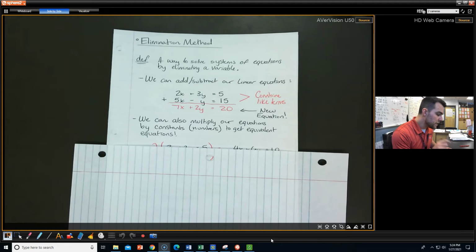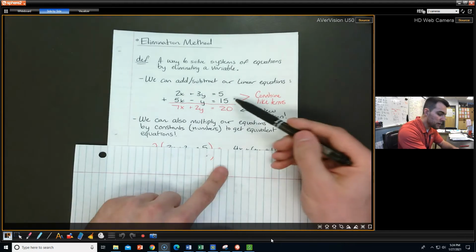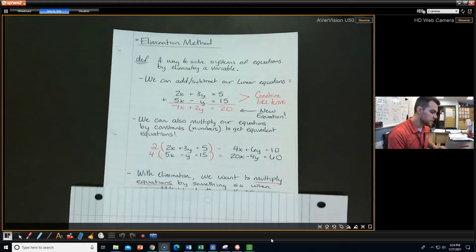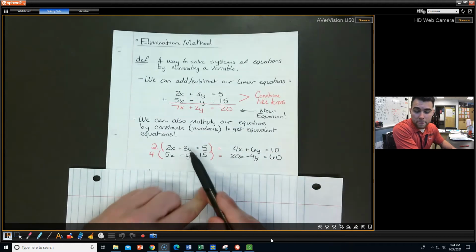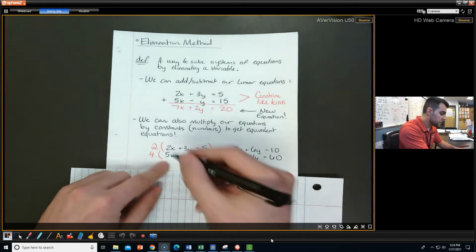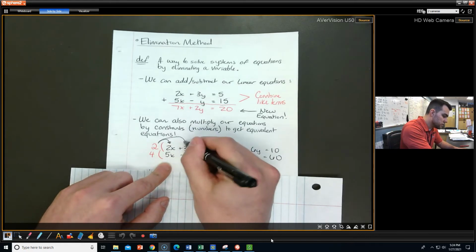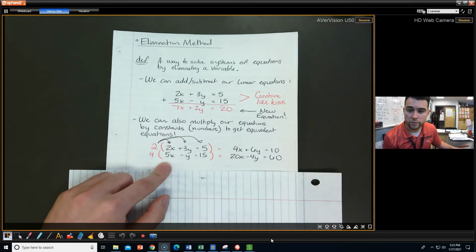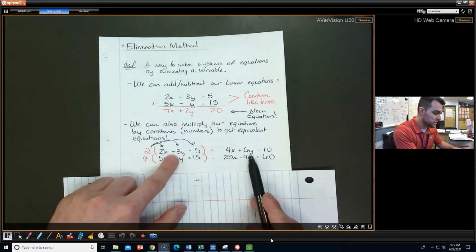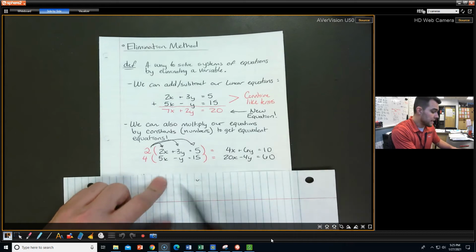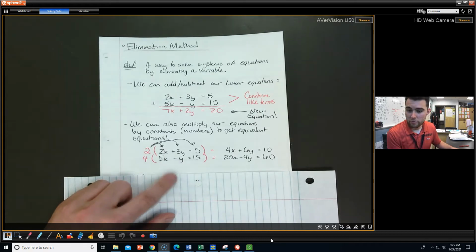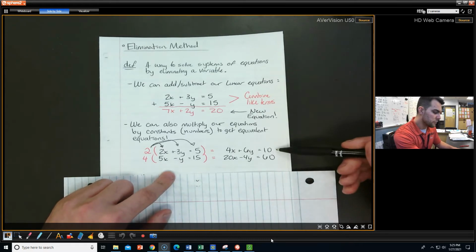Let's also look at this. We can also multiply our equations by numbers to get equivalent equations. So I could take both of those equations, and let's say I multiply the top one by 2. I'm multiplying the entire equation by 2, so it's almost like I'm distributing this 2 to each of those parts. So 2 times 2 gives me 4x, 2 times 3y gives me 6y, 2 times 5 gives me 10. And likewise, for the one down here, 4 times 5x gives me 20x, and you get the point. We're just multiplying each of those things.